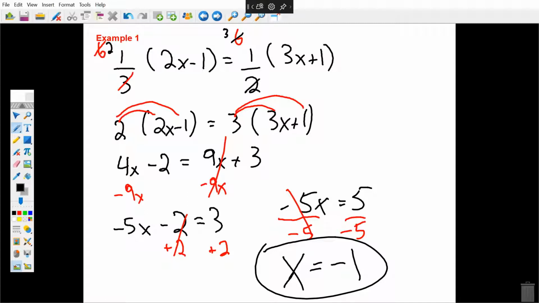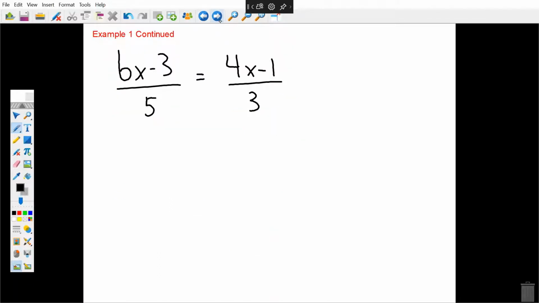So to recap, the first step was to eliminate the fractions. We did that by finding a multiple of 3 and 2. Then we distributed on both sides to get rid of our brackets. Then we gathered all of the x's on one side. I chose the left side for this particular question. Then we moved the 2 to isolate the variable, divided by negative 5, and we're done. Let's try another.